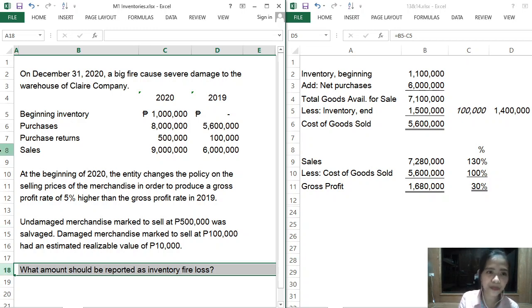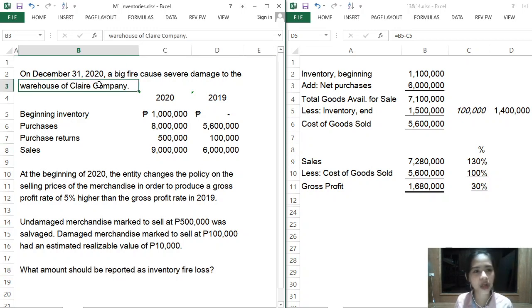So, this time, we're going to talk about Clear Company. And the question is, what amount should be reported as inventory fire loss? So, may fire na naman. On December 31, 2020, a big fire caused severe damage to the warehouse of Claire, and we have this information, 2020 and 2019 information from Clear Company.